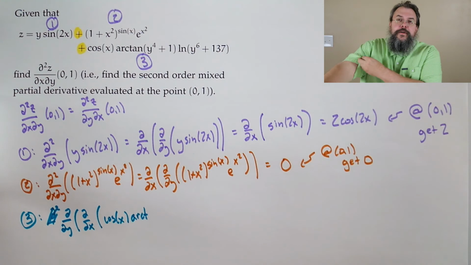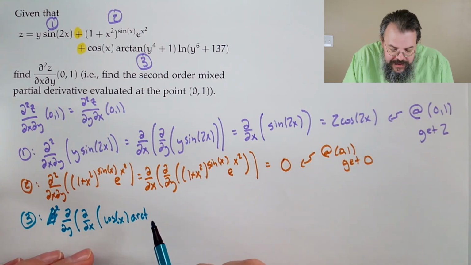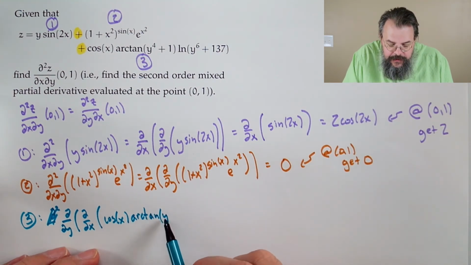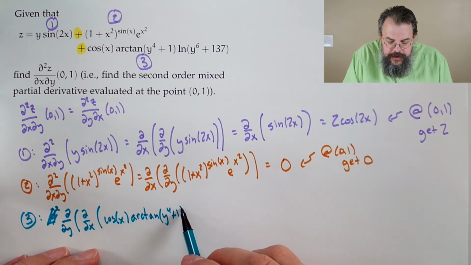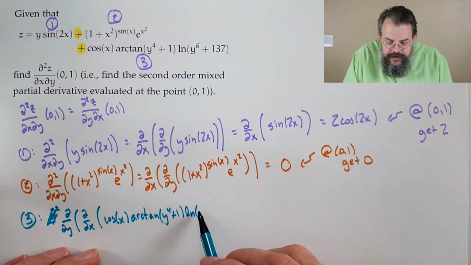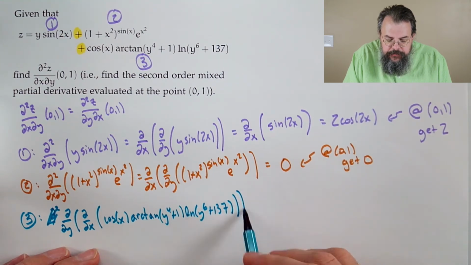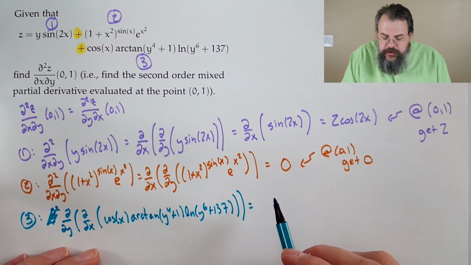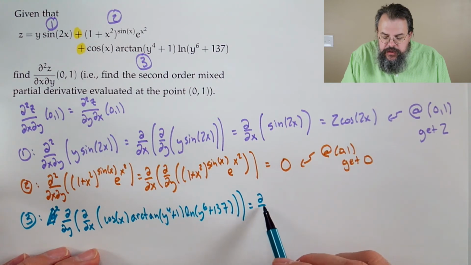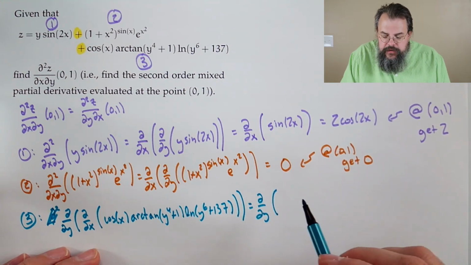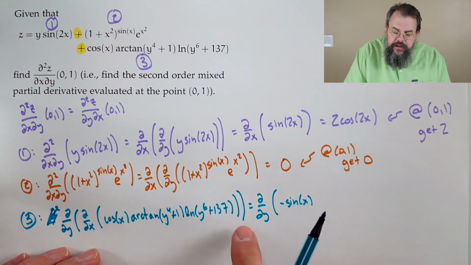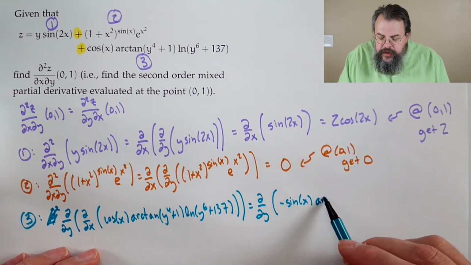Don't worry. They're big sleeves. We have plenty of tricks. Arctangent of y to the 4th plus 1. Oh my gosh. Look at this crazy expression. So that's the partial derivative with respect to y of negative sine of x, because the derivative of cosine is negative sine, and the rest of this is just a constant.